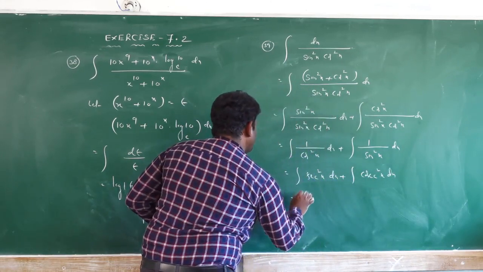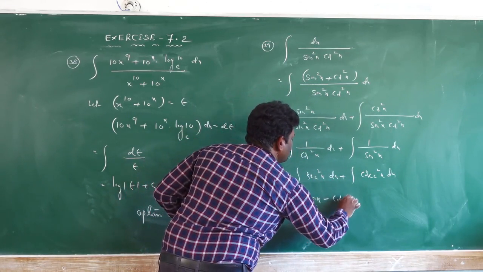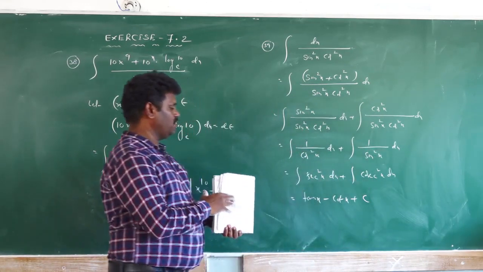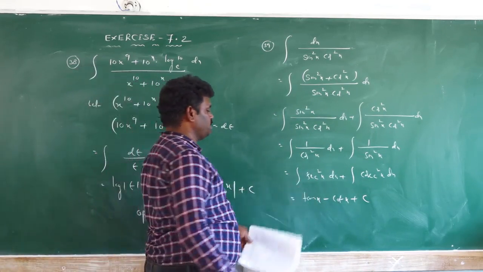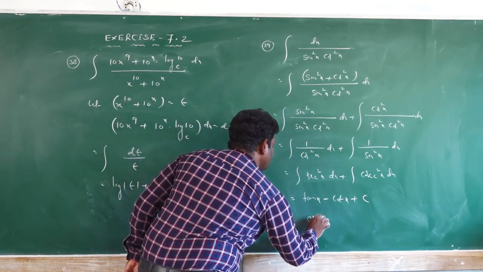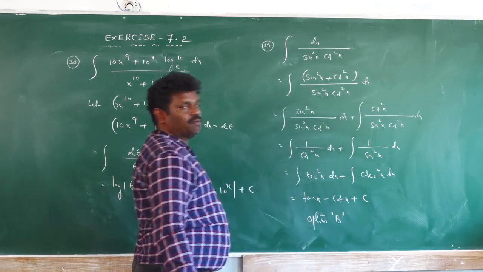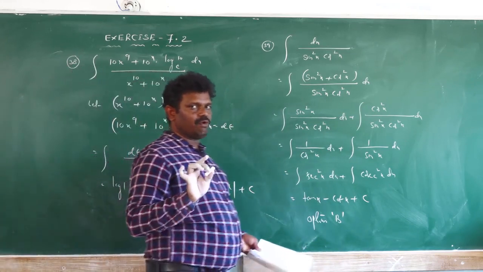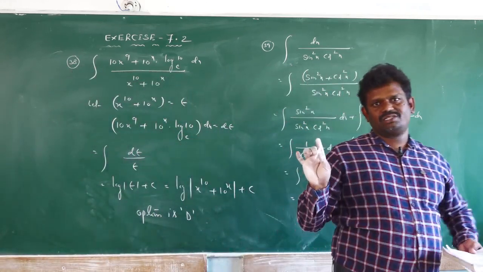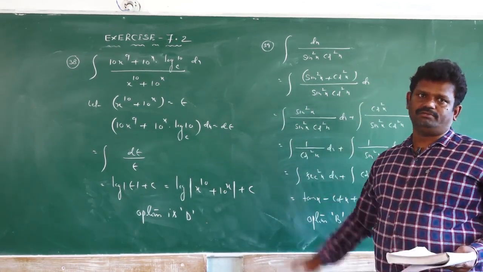Now by the direct formula, integral secant square x is tan x, minus cot x, plus c. So tan x minus cot x plus c. So option B is this one; this question's option is B, the previous question's option is D, okay? So that is the 7.2 exercise, and all the questions were completed by the substitution method.